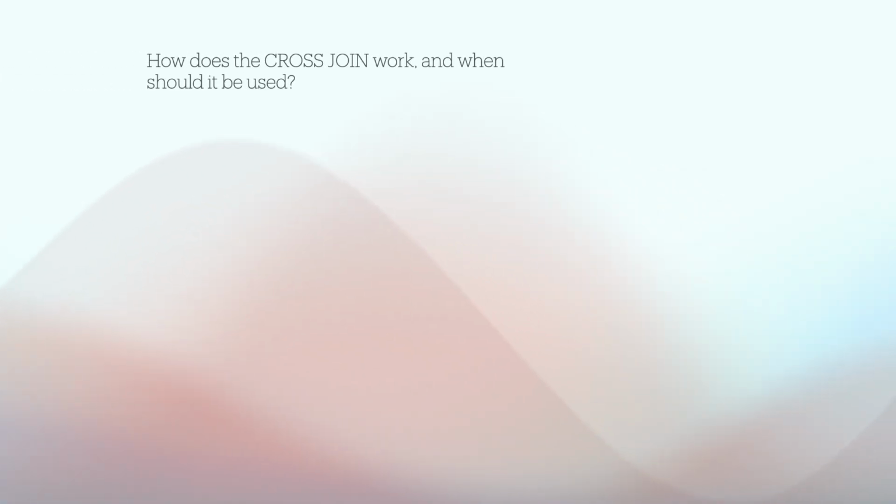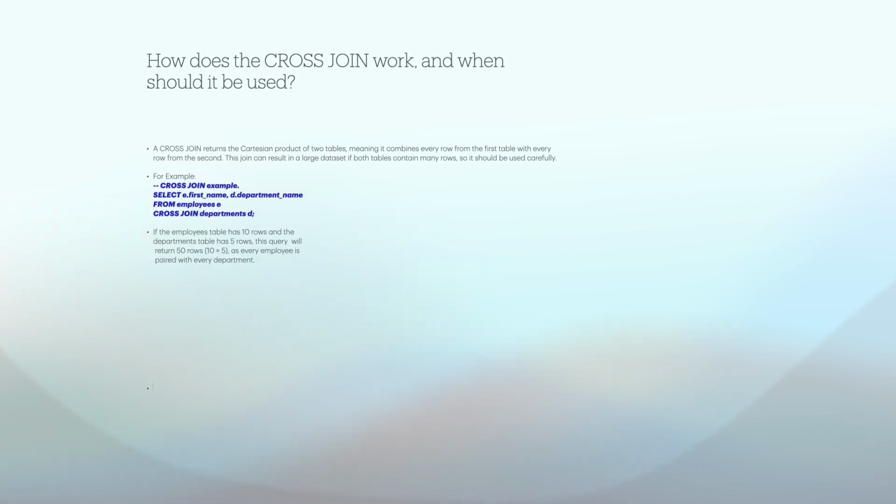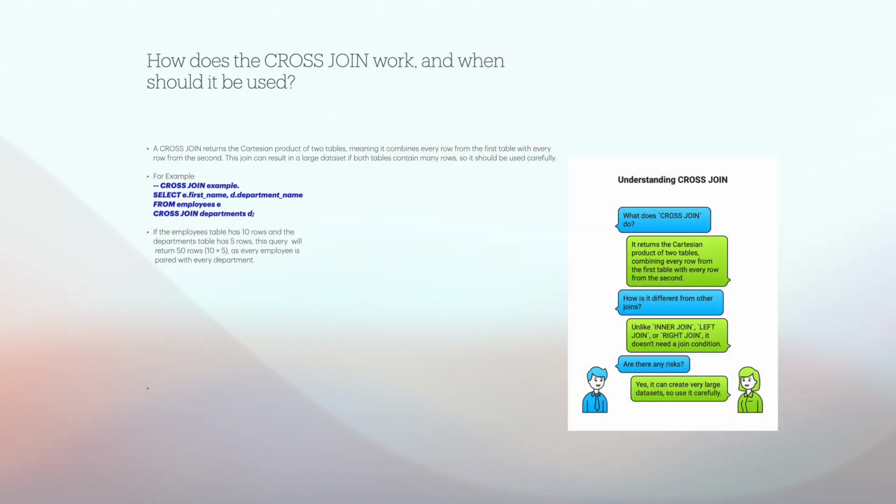So next question is how cross join works and when it should be used. Cross join is simply a Cartesian product of two tables. Like here, we have a select query. We only have cross join on departments. We don't have any on condition for cross join. If you have 10 records from employee and 8 records on departments, 10 into 8, 80 records will be returned as a result set.